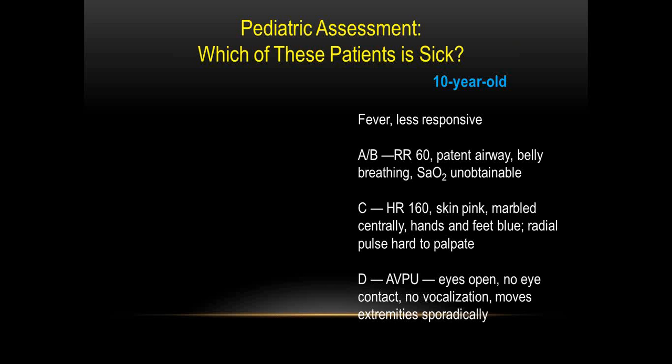So let's look at his breathing. Okay. Well, let's look at his appearance. So let's look under D for that. His eyes are open, but he's not making eye contact and he's not talking. Does that tell you he's reacting to his surroundings like he should? No. So there's a red flag. Let's look at work of breathing. He's got a respiratory rate of 60.